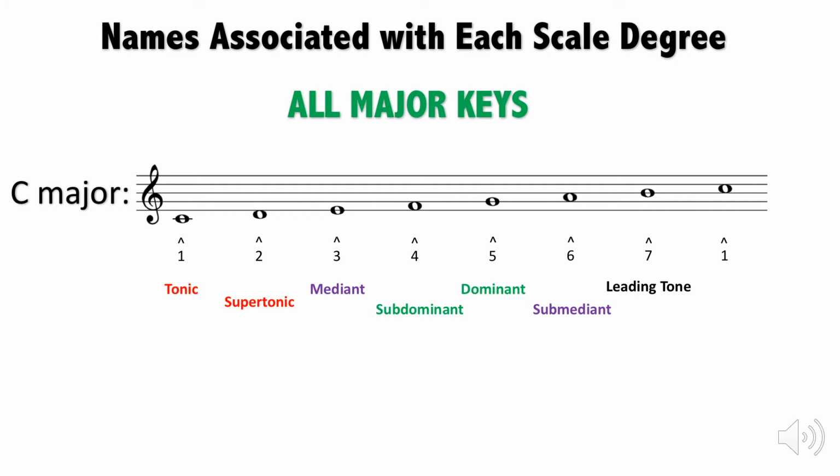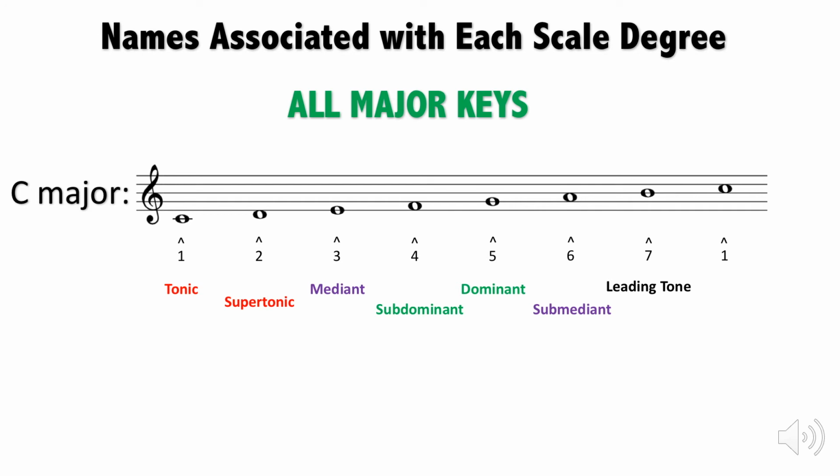Now, as you might have noticed, I've put the names that have some similarity in the same color. This is to help you memorize them. For example, tonic and supertonic mean 1 and 2. Mediant and submediant mean 3 and 6. Subdominant and dominant mean 4 and 5. So I hope this can help you in memorizing these names.